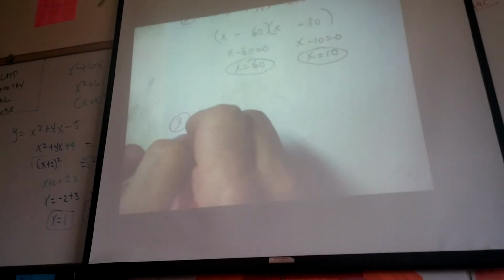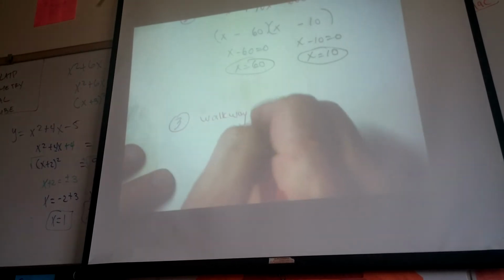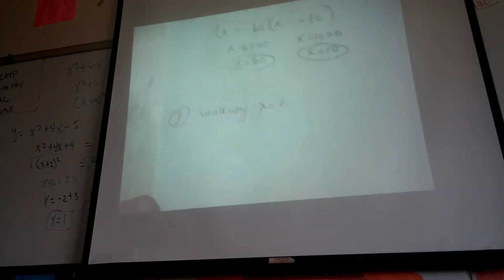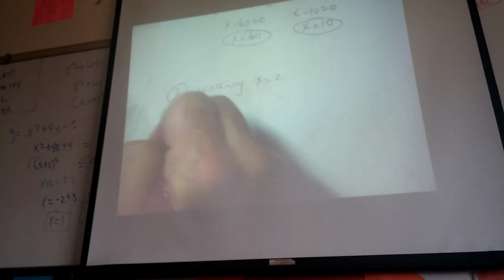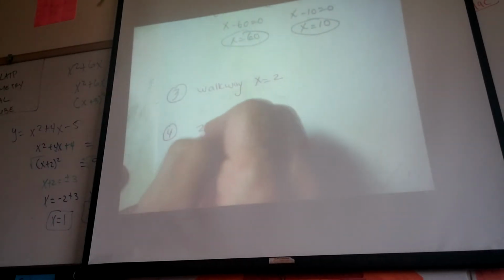So that was number 3, the walkway. X equals 2. That's the answer for number 3. Number 4, you have this.